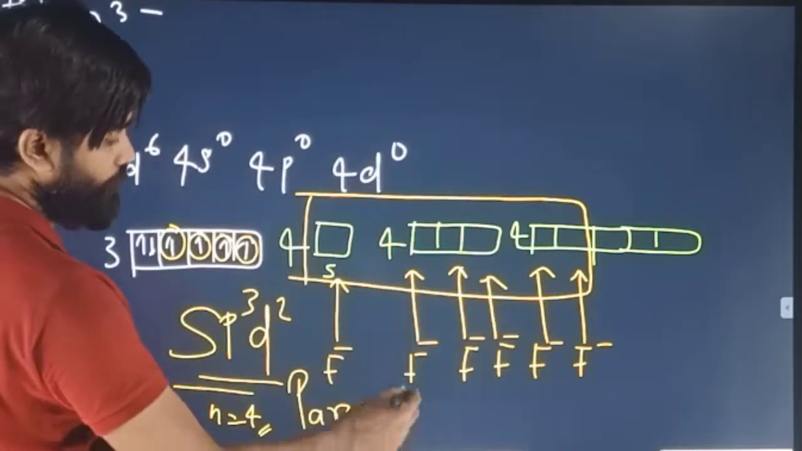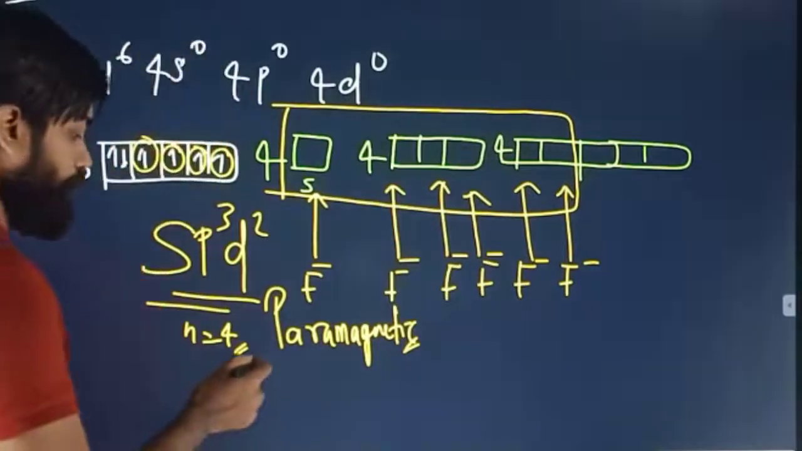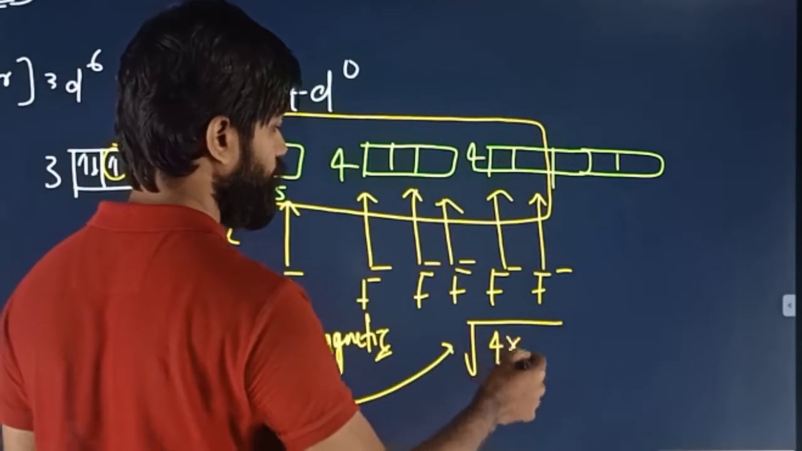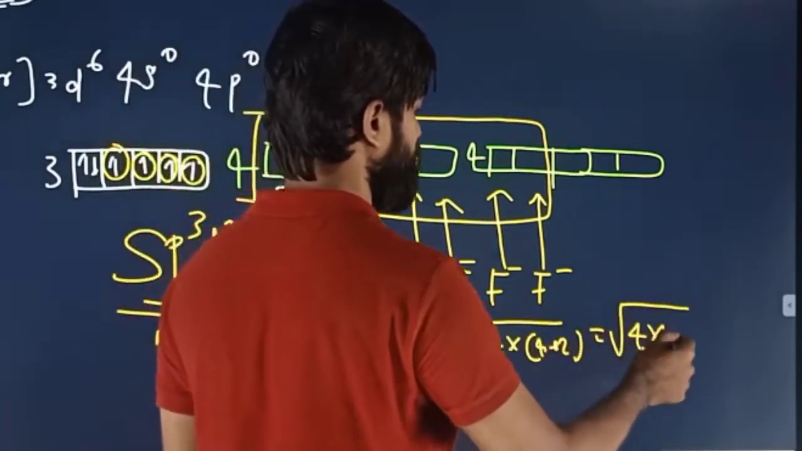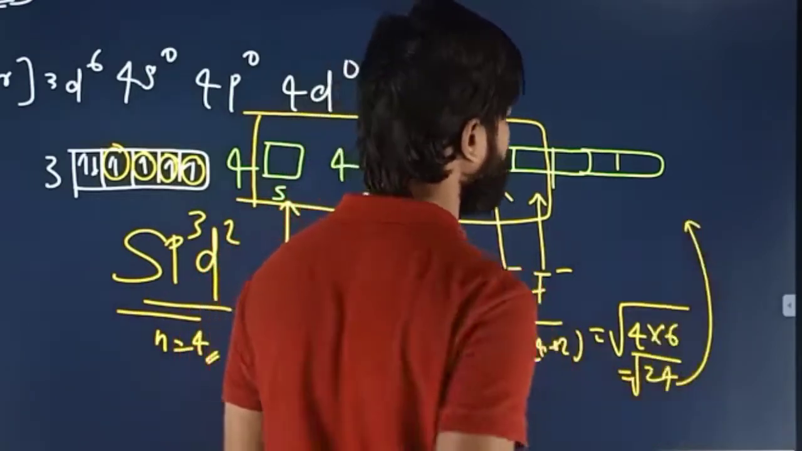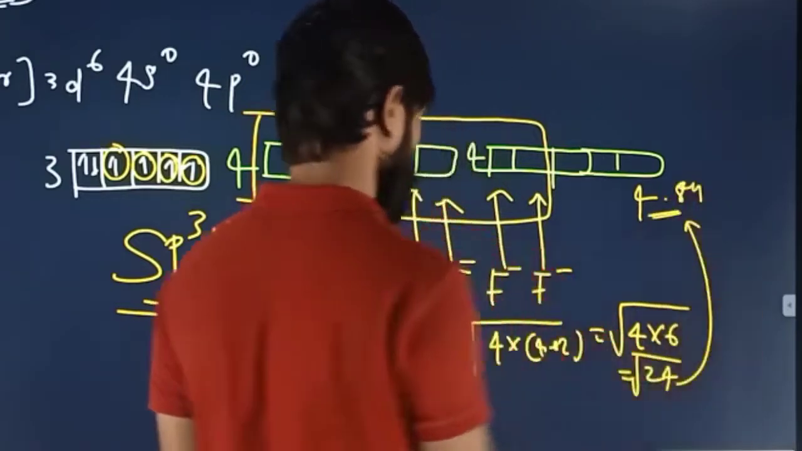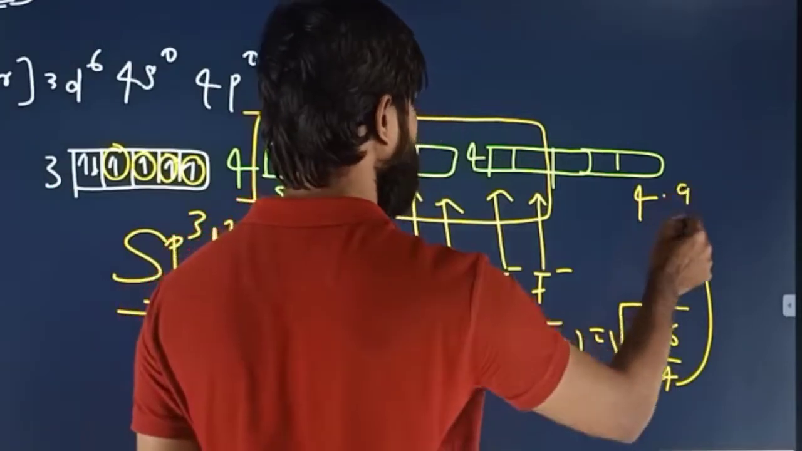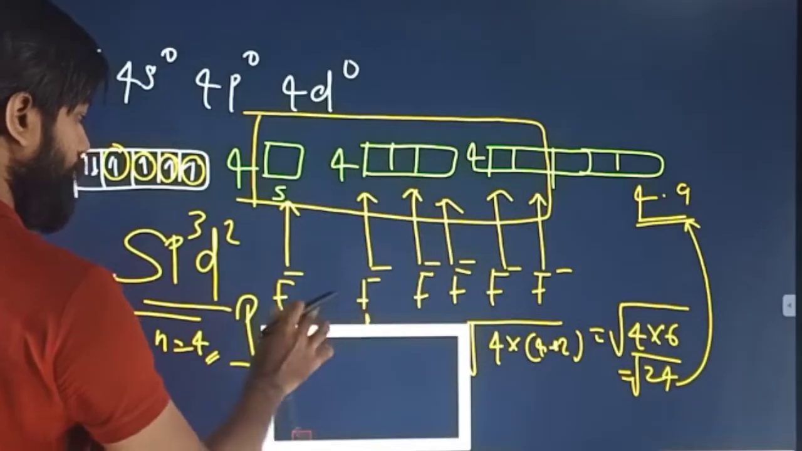So you can find the magnetic moment. The magnetic moment is root of n(n+2), that is root of 4 into 4 plus 2, root of 4 into 6, equal to root 24. The answer is 4.89, something like that, so 4.9 is enough. Okay. So wait, I'll give you an idea.